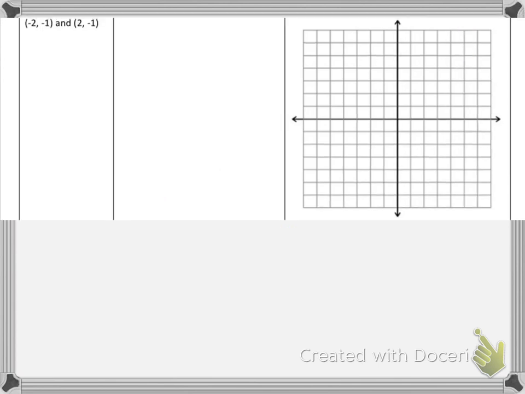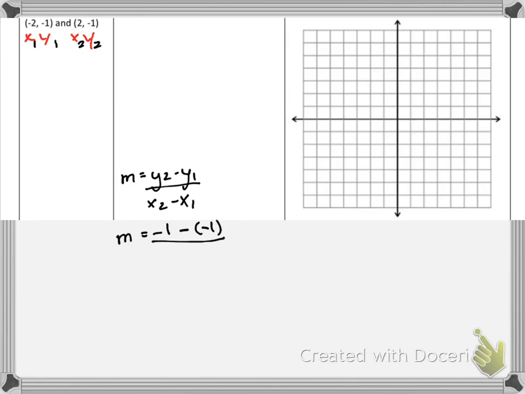All right, let's do this problem. So again, we have x, y, x, y. And remember, as you watch these videos, it's always a good idea, as soon as you start feeling a little bit comfortable with some of these problems, to pause the video, see if you can work the next example on your own, and then unpause the video and click through and make sure you are correct in your answer. Okay, so y2 is negative 1, y1 is also negative 1, x2 is 2, and x1 is negative 2.